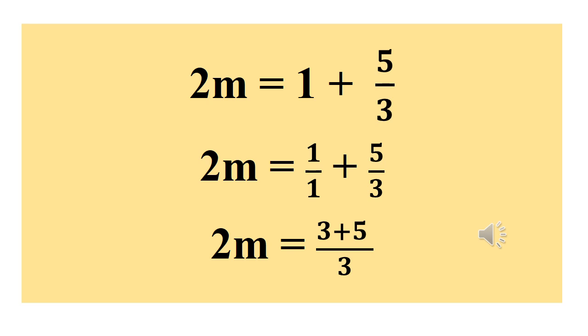So we now have 2m equals 1 plus 5 over 3. We solve that using the fraction method. We have 2m equals 1 over 1 plus 5 over 3. 1 over 1 is the same thing as 1. So the LCM of 1 and 3, the denominators, is 3. 3 in 3 is 1, 1 times 3 is 3, plus 3 in 3 is 1, 1 times 5 is 5. So we have 2m equals (3 plus 5) over 3.